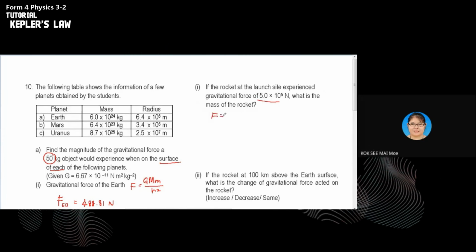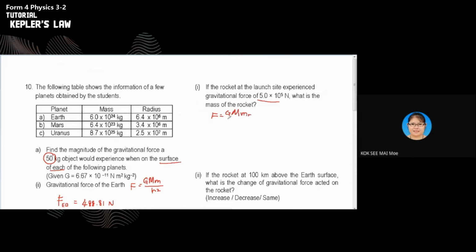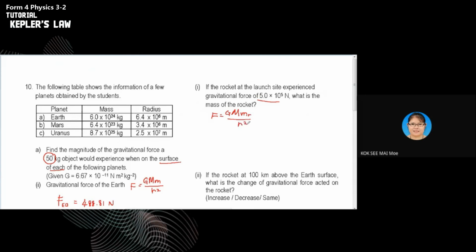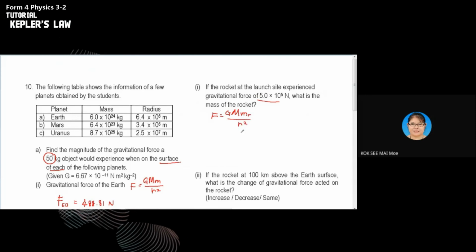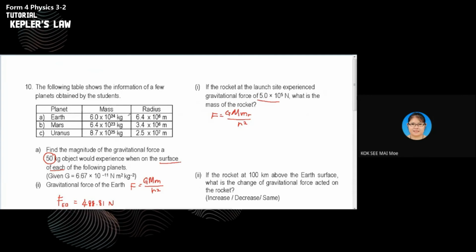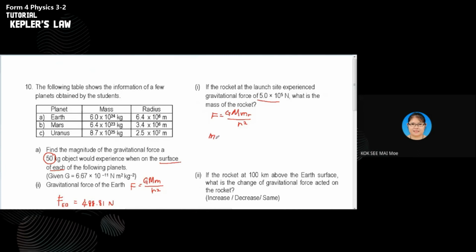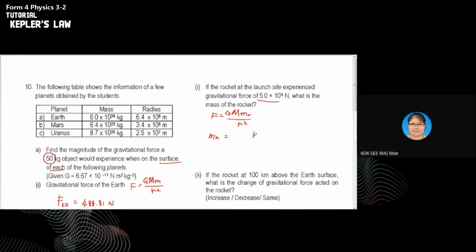Okay, again, the same thing. G, capital M is for the Earth, small m is for the rocket, then R square. Then R square we refer here. What is the radius of the Earth? Okay, so we need to find m. For the rocket, how many kg?